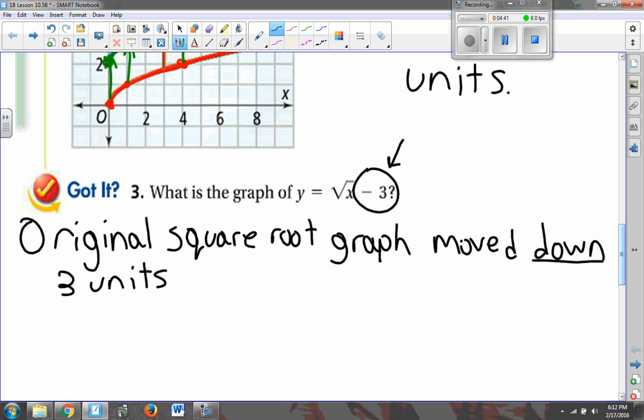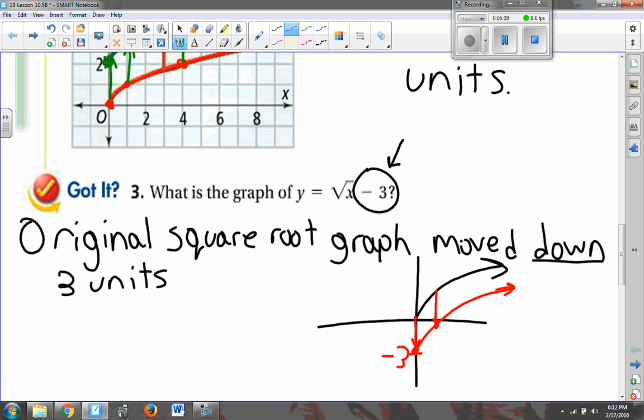Okay, what that graph would look like if I give you a quick sketch. My original graph looks something like this. My new graph is just going to move everything down 3 units. So I'll go here, and then I'll go here, and I'll do something like this. Okay, so it's exactly the same graph, it's just moved everything down 3 units. So this would be -3 right there. Okay?